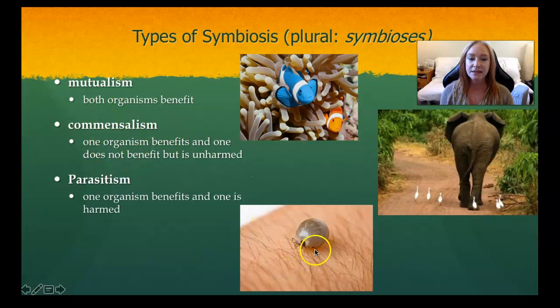And then we have parasitism. This is a picture of a tick. If you're out hiking right now, you guys, check yourselves for ticks, because we've got them up in the mountains here. So one organism benefits and one is harmed by that parasite. That's parasitism. Okay. And there's a video about all these different kinds of symbioses. I will link it underneath this video on Canvas, as long as I remember.